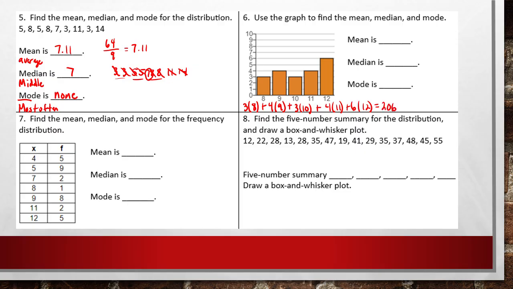Now I have to figure out how many total do I have here. So if I add 3 plus the 4 plus the 3 plus the 4 plus the 6, and again I'm getting those numbers from the heights of the bars. Okay, when I add those up, there is a total of 20. So for my mean, I'm going to take that 206 and divide it by 20. Okay, and when I divide that, I get 10.3 for my mean.